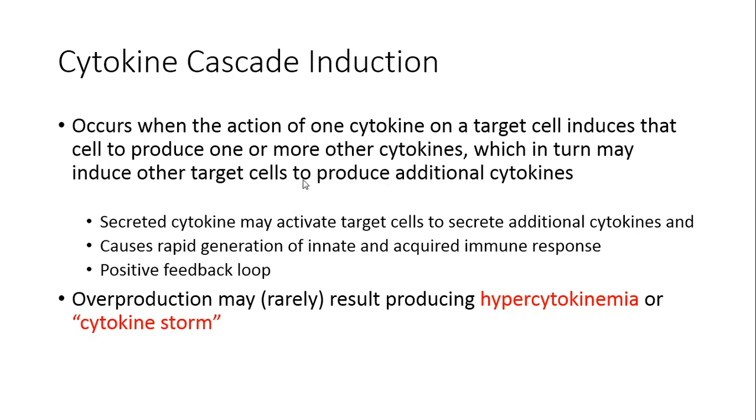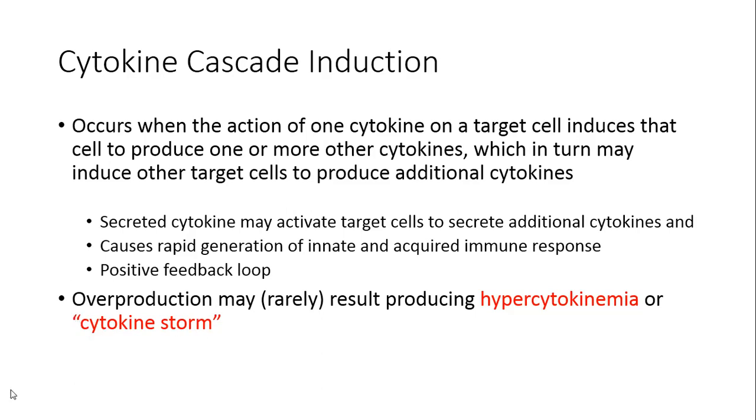Normally though, it's not just that the secreted cytokine can activate the target cell to produce the cytokines that cause that rapid generation, that speeding up of the cascade of the acquired and innate immune systems, but there's usually a feedback loop. And what the feedback loop does is it's a regulation. A positive feedback loop is going to keep calling for more and more of the cytokine cascade, the cytokines to be produced, and it's going to keep going.